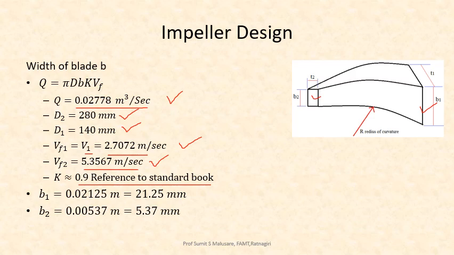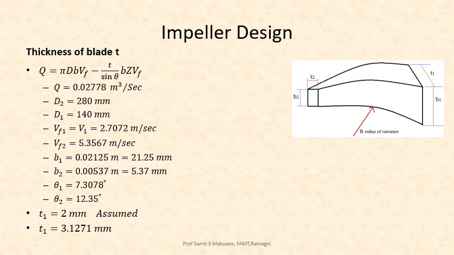From this we will get the value of B1, the width of the impeller blade at the inlet. B1 is equal to 21.25 mm. Then B2, the width of the blade at the exit, comes out to be 0.0537 meters, that is 5.37 mm. So in this way we can calculate the width of the blade at the inlet and at the exit. Similarly, for the thickness of the blade, there is a standard formula available over here.